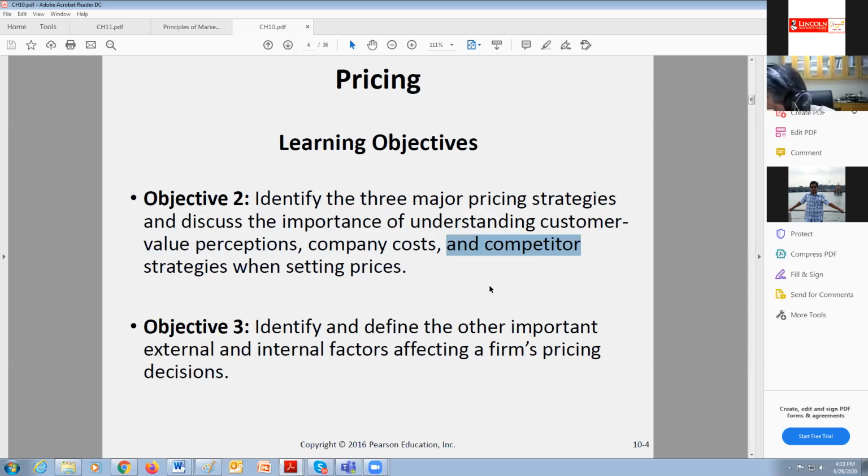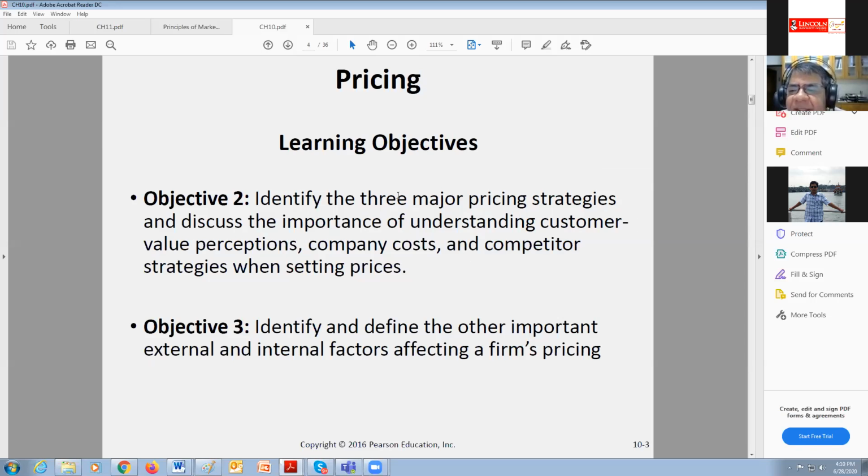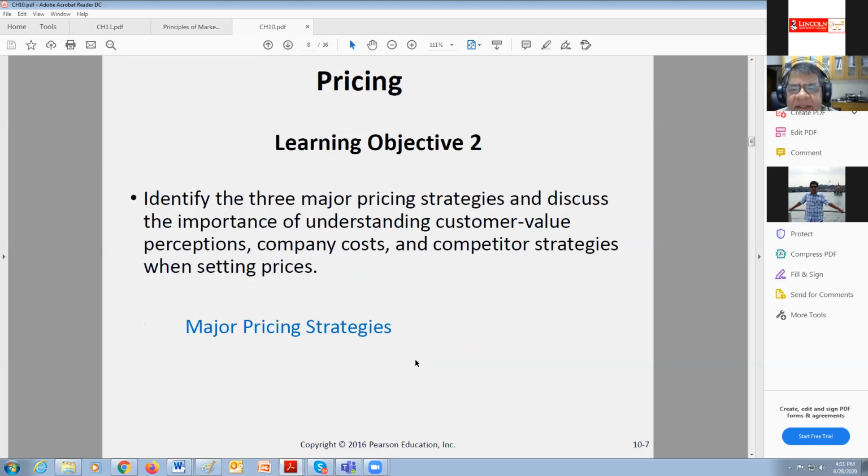These three. So when you are answering a case study, you need to focus on objective one, what is a price? Objective two, the three major pricing strategies. And objective three, identify and define external and internal factors. This is how I would like to see it: when you analyze the case study, you have these three objectives in your question answer. Objective two is the three major pricing strategies, which you need to find out from the case study. And objective three is what are the external factors that affect the firm's pricing. So when you are attempting a case study, please remember these three important things.